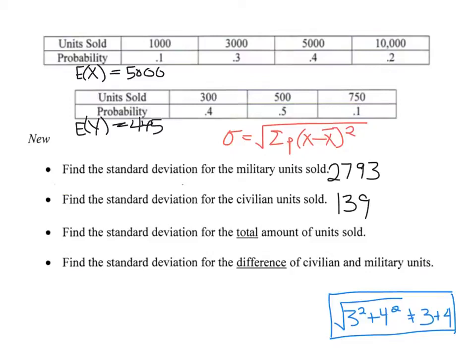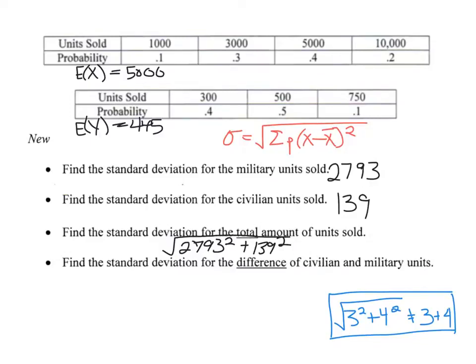So we need to combine these things pre-square root, meaning we add the variances together. So we should never be combining standard deviations. We should be combining variances. So we should say, well, 2,793 squared plus 139 squared, and we take the square root.